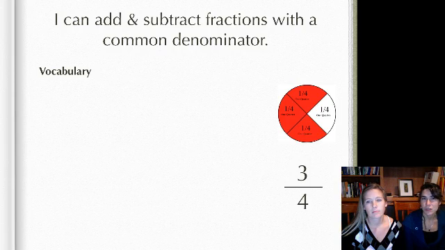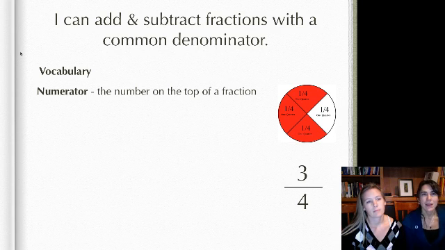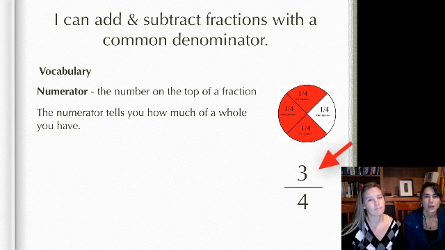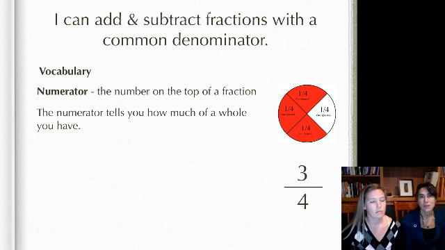So we have some nice visuals here to help you out as well. Our first vocab word that you are going to want to write down, it is a little bit of writing, but I think it will help you in the long run, is a numerator. The numerator is the number on the top of the fraction. Most of you probably already knew that part, but this is the part that's really important. So I know it's an extra sentence, but it's worth it. The numerator tells you how much of a whole that you have.